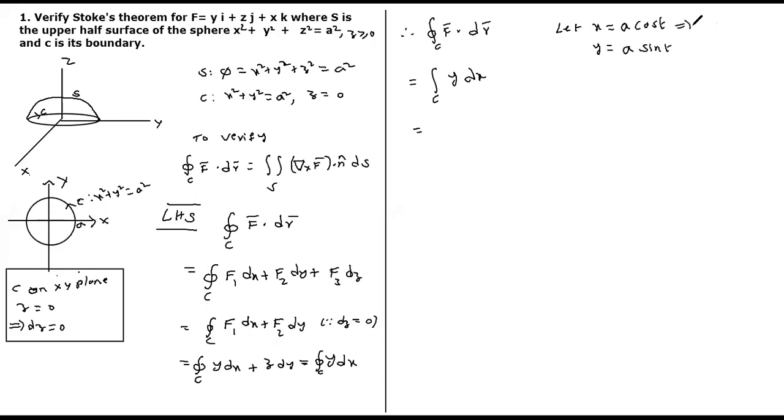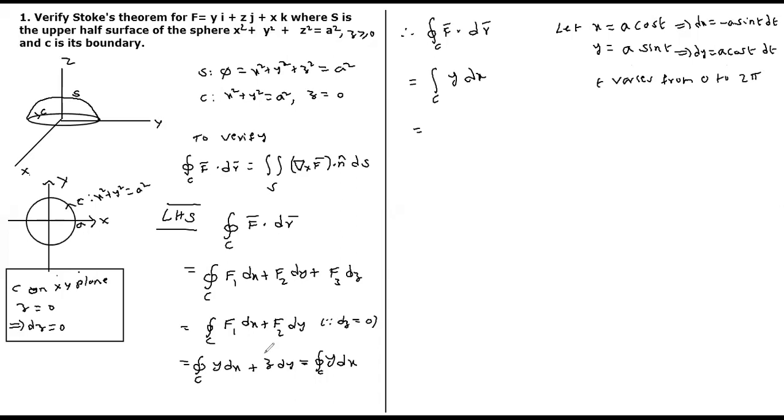And what is dx? Minus a sin t dt. dy is a cos t dt. And t varies from where to where? Because it is a complete revolution, t varies from 0 to 2 pi.